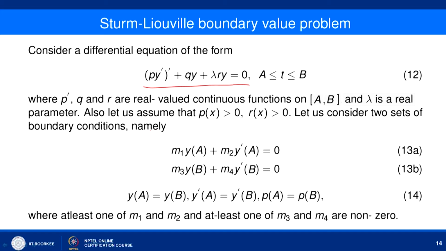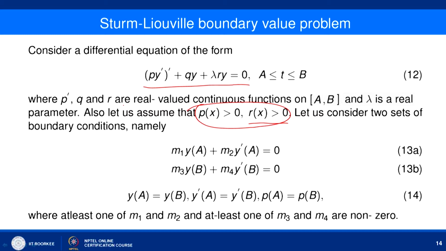Without loss of generality, let us assume that p(x) is greater than 0, and also that the coefficient of the y function, r(x), is greater than 0. This is known as the Sturm-Liouville equation. Without putting the condition that p(x) and r(x) are positive, we simply consider this equation, given as equation number 12. We say that it is a self adjoint equation given in this form, and we call it the Sturm-Liouville equation, with the condition that p dash, q and r are real valued continuous functions.